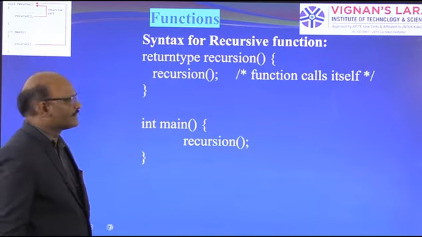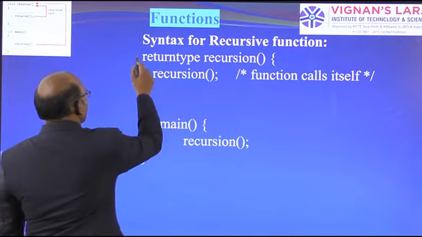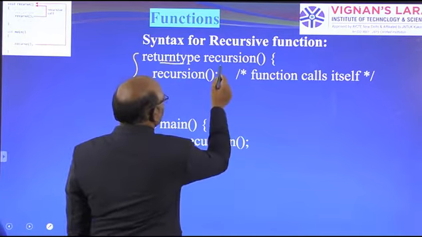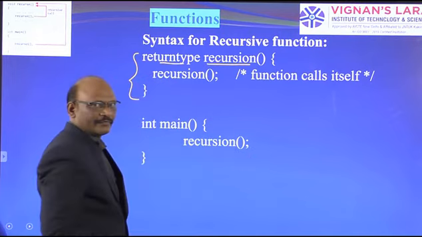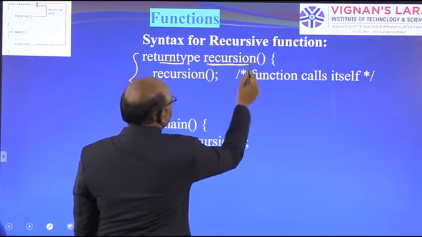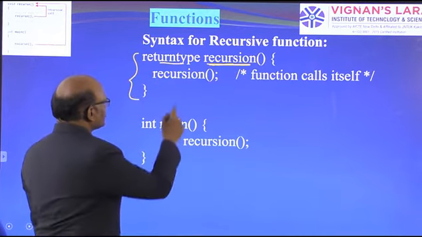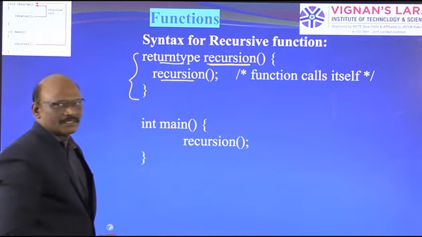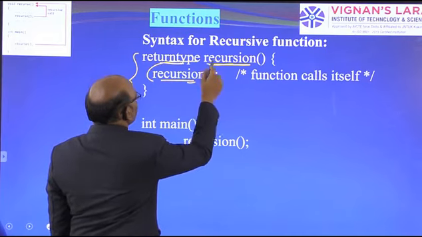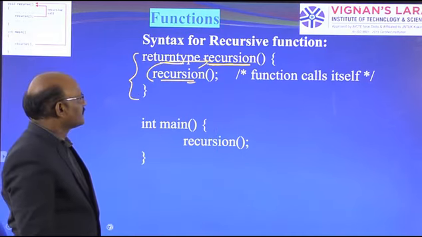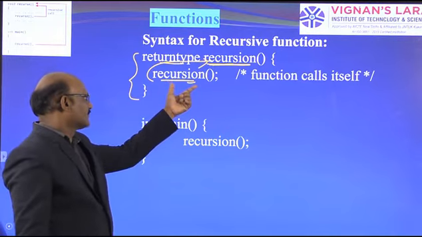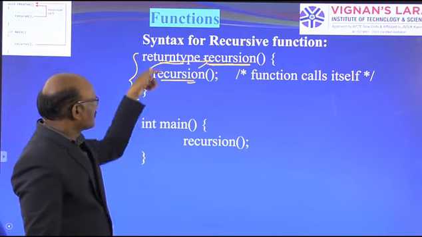So this is the syntax for the recursive function: return type, function name. The function calls itself. Inside a function, we have a function call with the same name, and that we call as the function calling itself. Here the function is recursion, and that function calls the recursion function.